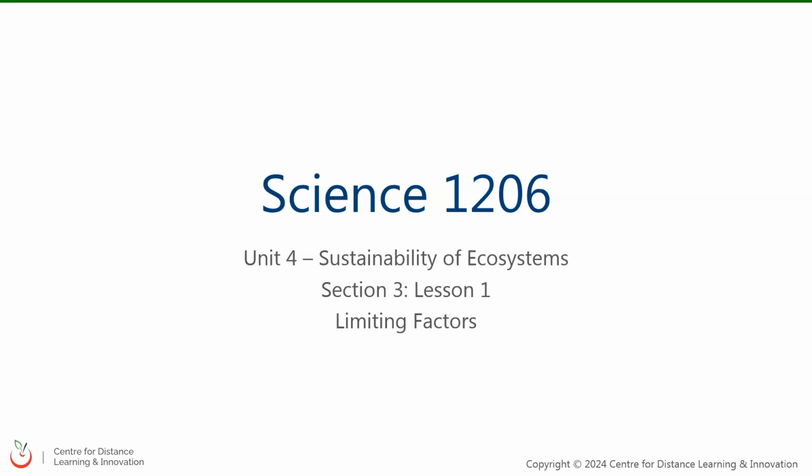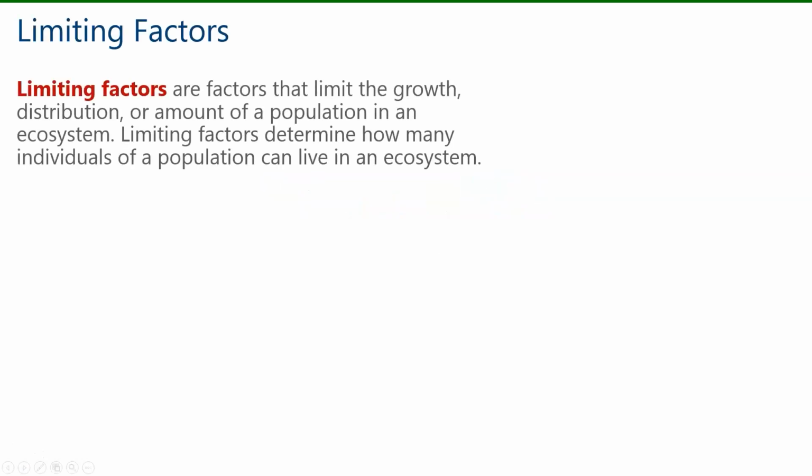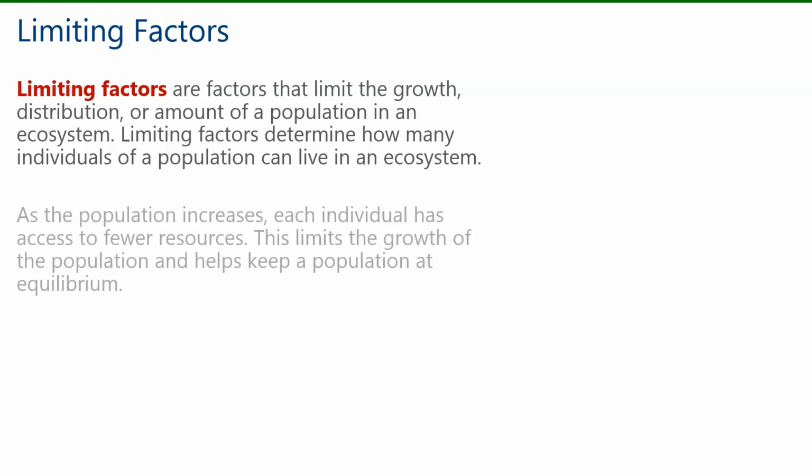Let's begin. Limiting factors are factors that limit the growth, distribution, or amount of a population in an ecosystem. Limiting factors determine how many individuals of a population can live in an ecosystem. As the population increases, each individual has access to fewer resources. This limits the growth of the population and helps keep the population at equilibrium.